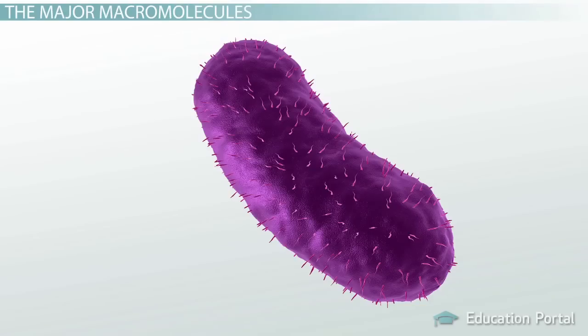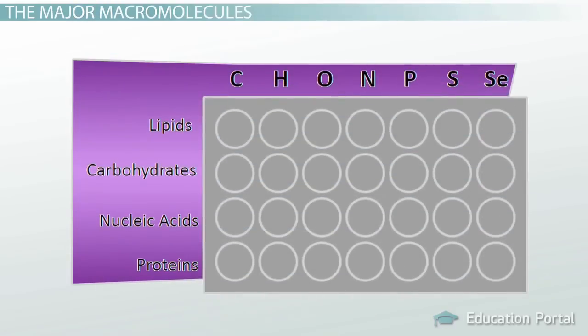In this lesson, we will discuss the structure of these macromolecules and break them down into their individual units, all the way down to individual atoms. To keep track of the elemental building blocks for our macromolecules, we will use this handy table and fill it in as we go.